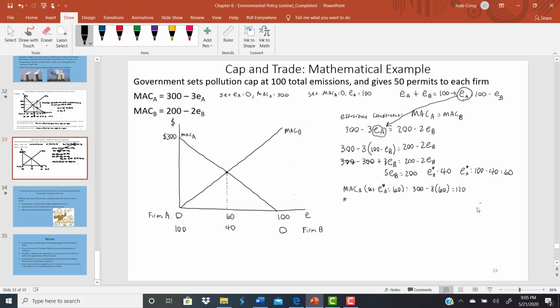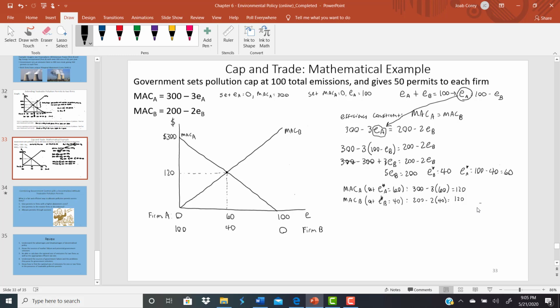And then we can do the same thing here for MAC sub B at E sub B star being equal to 40. So this is going to be 200 minus 2 times 40, or 200 minus 80, which is also equal to 120. So we know that this equilibrium price, our final permit trading price, is going to be 120. So that's where these firms are going to want to end up.